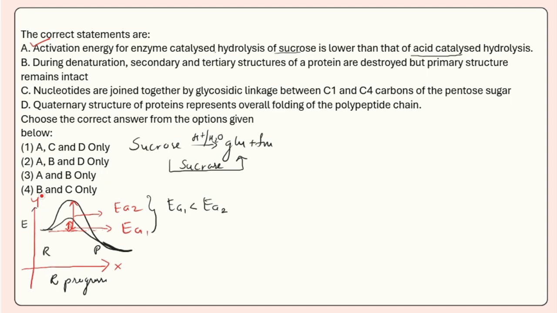And where do we have A option? In 1, 2, 3, but not 4. So let's eliminate that. Now let's check for B.